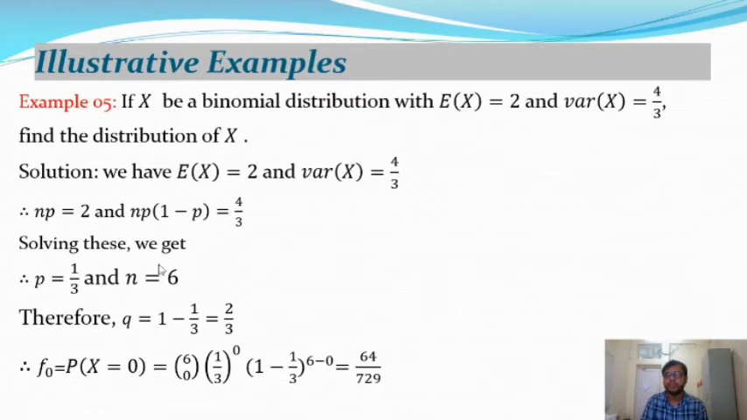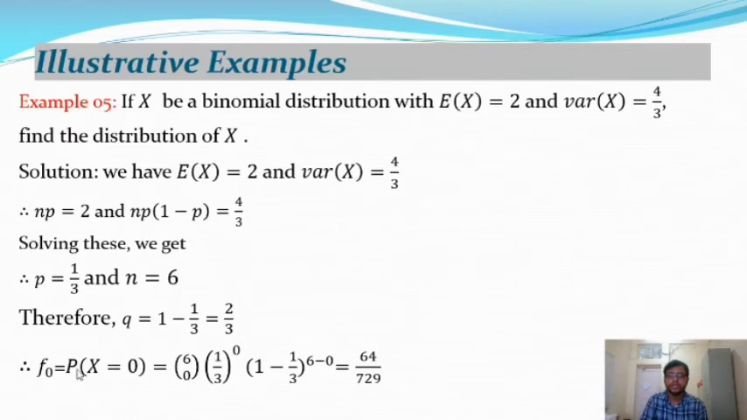So n is the number of trials in a binomial distribution and p is the probability of success. So therefore q is equal to 1 minus 1 by 3, that means 2 by 3. Okay. So q is the probability of failure of a single trial. So from this we are going to find the distribution function, where the total number of trials is 6, okay, and the probability of success is 1/3.